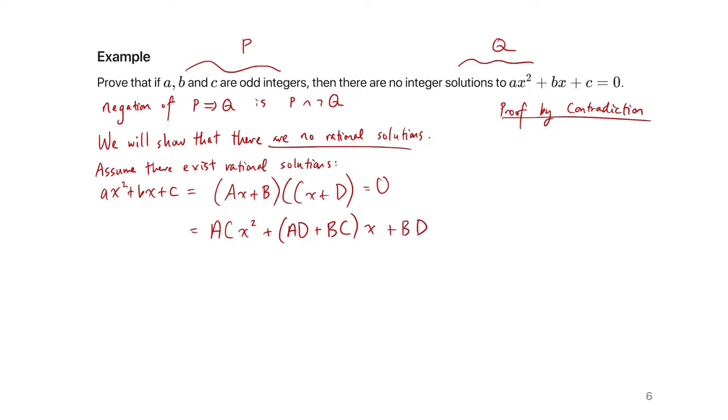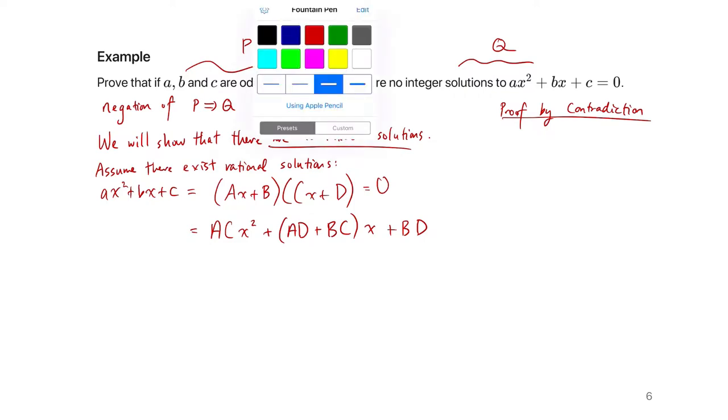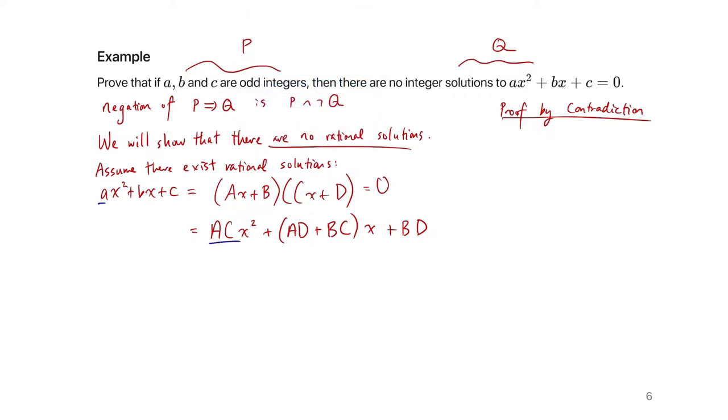Is that clear? Okay, and now when I compare what I had, I have little a is equal to AC. Okay, little b is equal to AD plus BC. And little c is equal to BD. So can anyone try and find the contradiction? Yeah. Little a, b, and c are supposed to be odd integers.